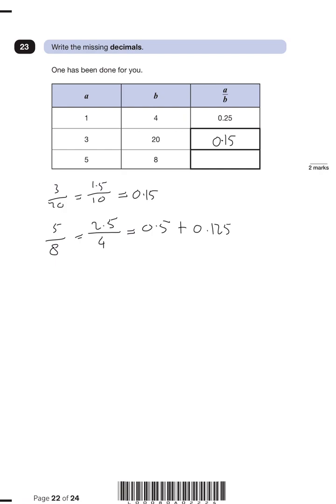And now if I add 0.5 and 0.125, so I'm adding the 2 quarters and I'm adding the 0.5 quarters, I get 0.625. So that must be my answer.